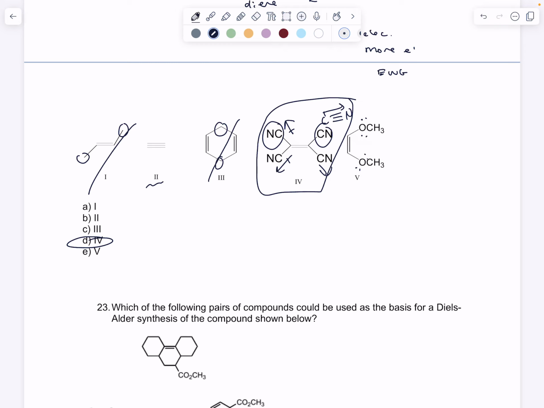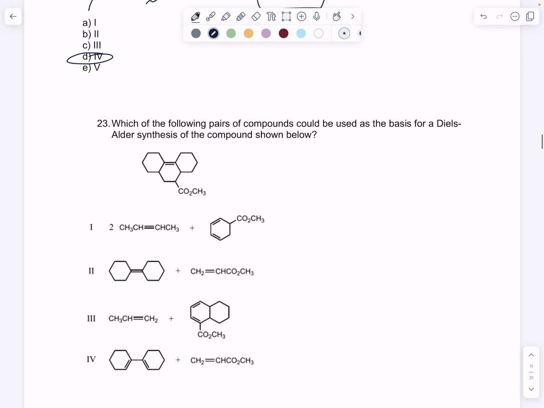Okay, which of the following pairs of compounds could be used as a basis for Diels-Alder? So we need a diene and a dienophile. This one with electron withdrawing groups is good. This one with electron donating groups is good because it acts as the nucleophile. And it needs to be able to be in an S-cis conformation. So this one is an S-cis. This one is an S-cis.